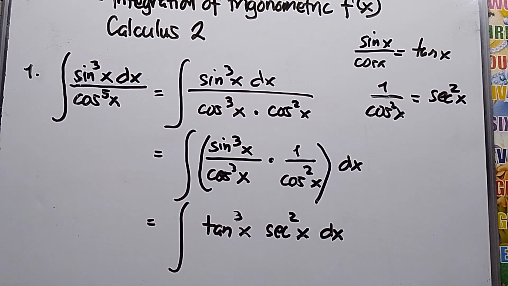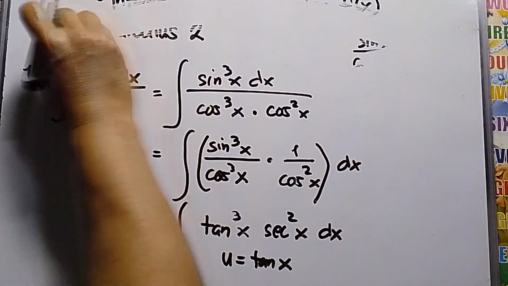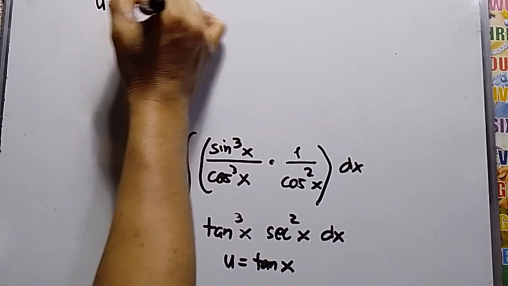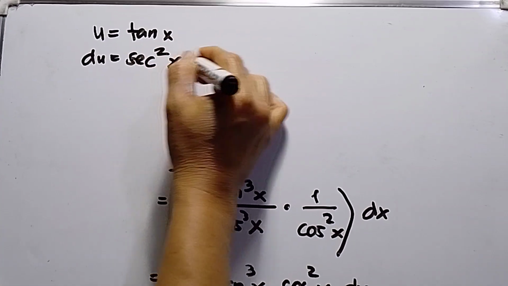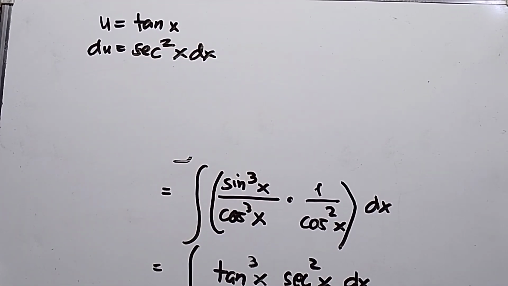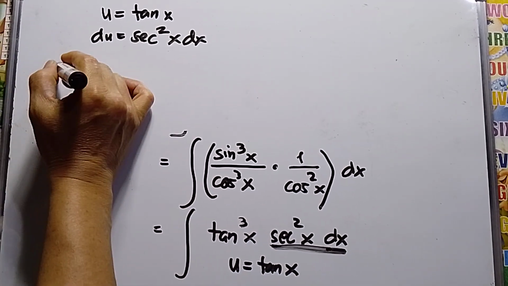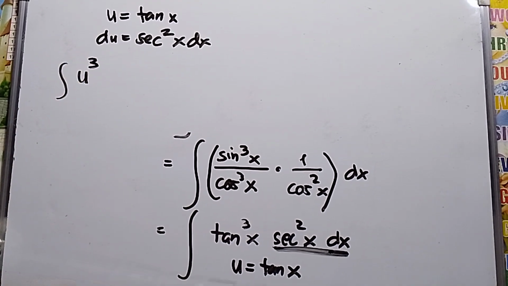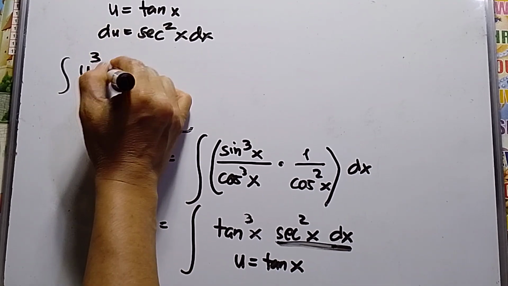Okay, so I will assume that u will be tangent x. The derivative of tangent x is secant squared x dx. So take note, secant squared x dx is equivalent to du. So I can now have tangent cubed as u cubed, and secant squared x dx is equivalent to du.